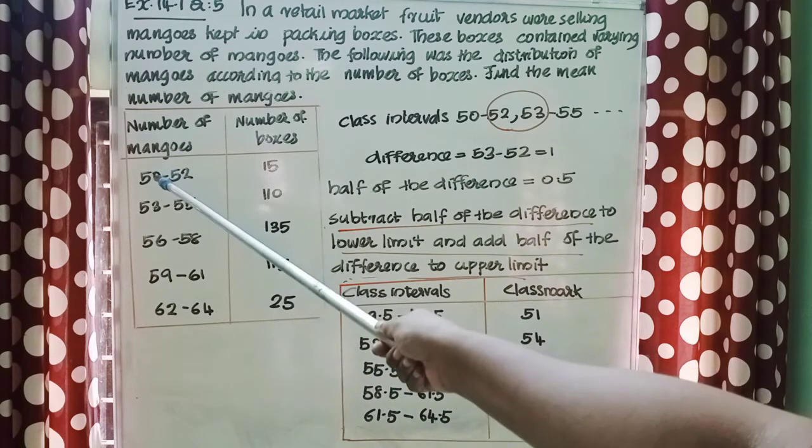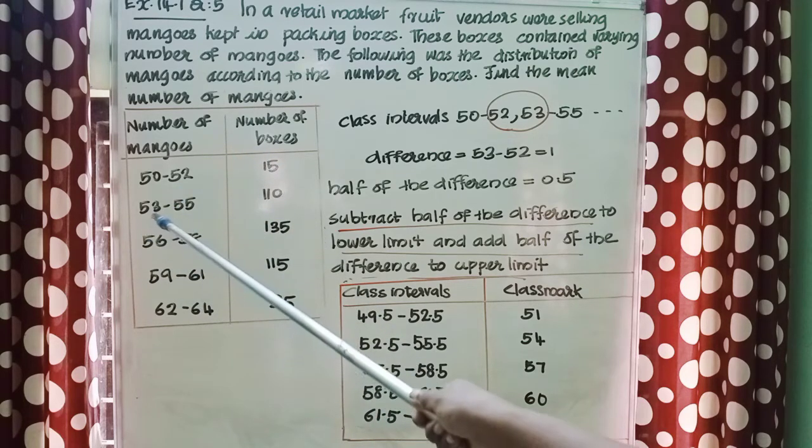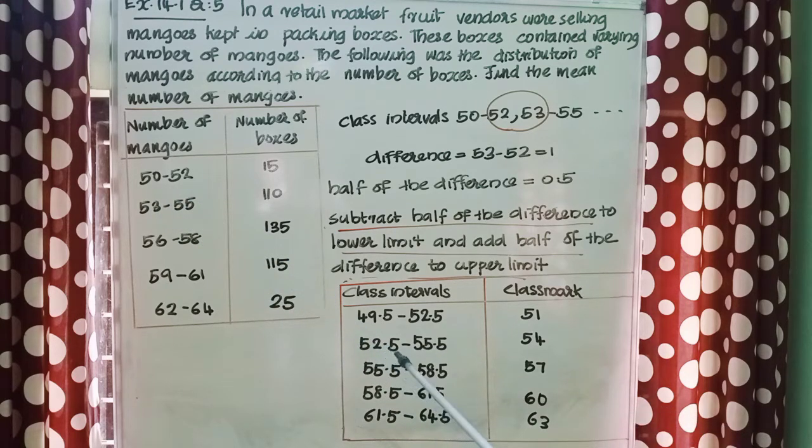So subtract 0.5 from 50, it will become 49.5. And add 0.5 to 52, it will become 52.5. So the first class interval changed to 49.5 to 52.5. The same we can do for the next class interval. Subtract 0.5 from 53, we get 52.5. Add 0.5 to 55, it becomes 55.5. So the second class interval also changed, and so on.